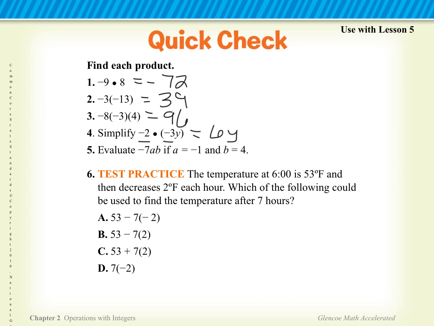All right, with evaluating, when they give us a variable, but they equal it to a number, what do we do? When it says A equals negative 1, substitute. Yep, so we have negative 7. What's A equal? Negative 1. What's B equal? 4. So now we have 3 terms. We got to work left to right. Negative 7 times negative 1 is? Positive 7. 7 times 4 is? 28.